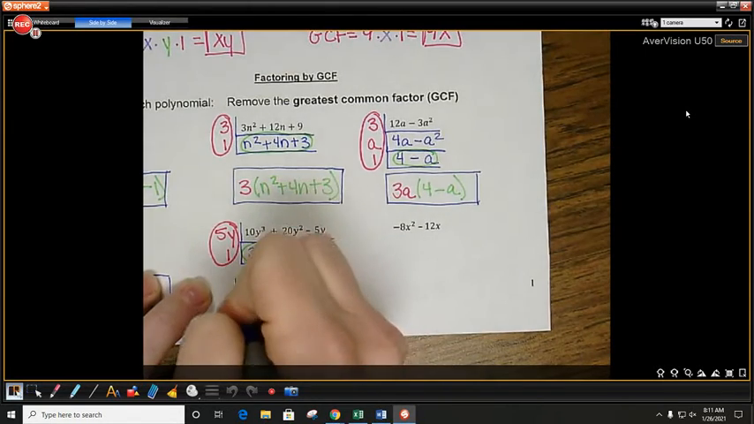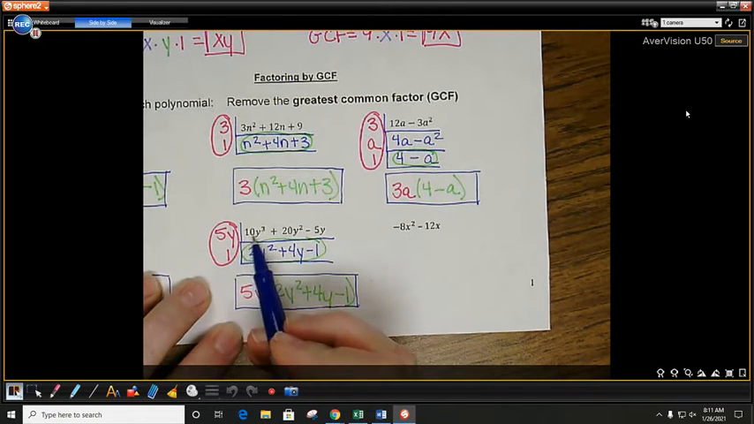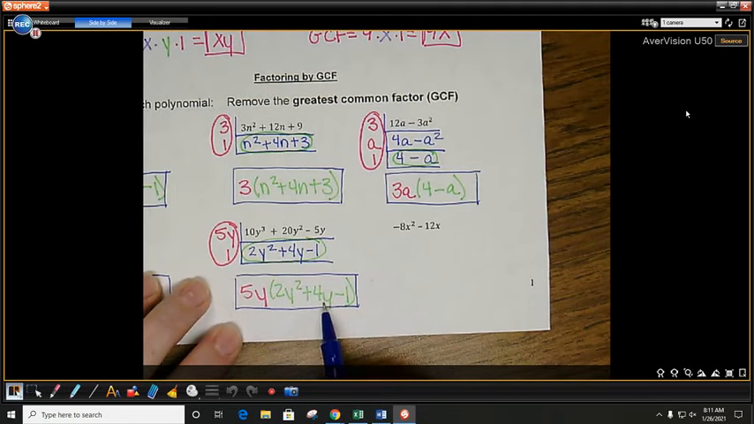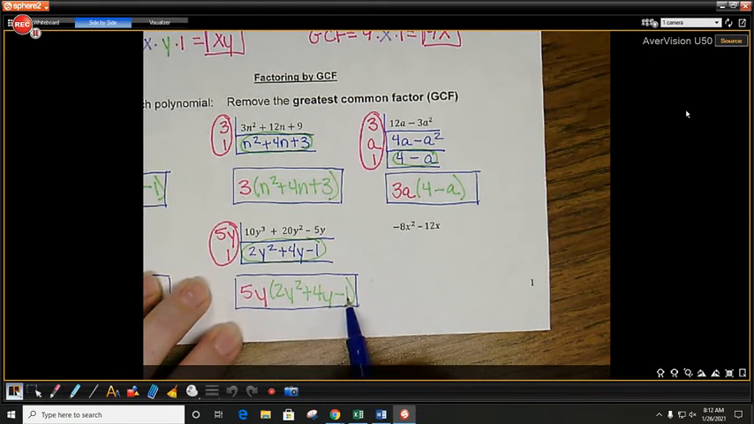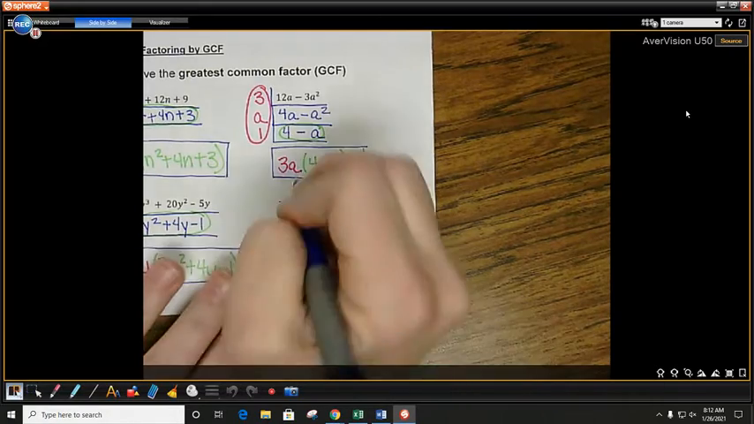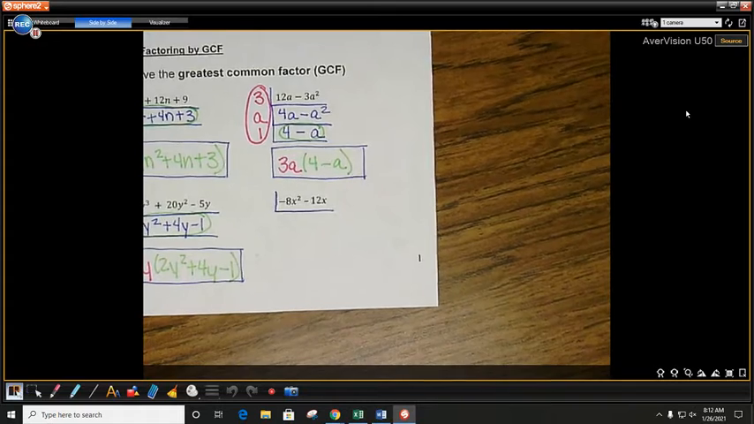Again, go back and check yourself by distributing the GCF that you just took out. 5y times 2y squared. 5 times 2 is 10. Y times y squared is y cubed, 10y cubed. 5y times 4y. 5 times 4 is 20. Y times y is y squared, plus 20y squared. 5y times negative 1. 5 times negative 1 is negative 5. Y and no y just gives you 1y. So we are correct. Okay, let's do the last one of these. Do your upside down division. Now this one is slightly different.